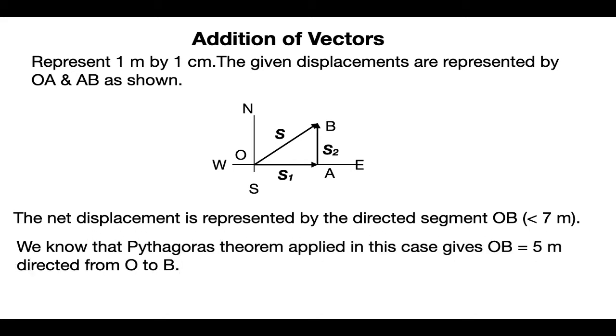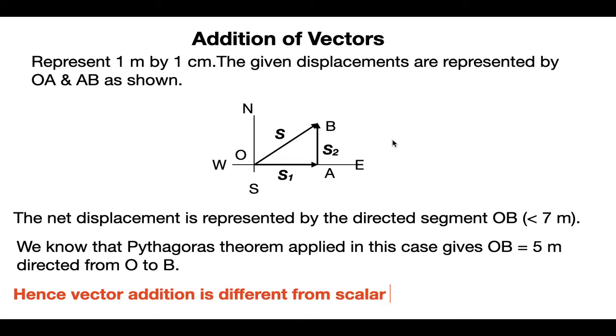We know that we can apply Pythagoras theorem to get exact value of OB. Square root of 4 square plus 3 square, OB is 5 meter. So here two displacements, 4 meter east and 3 meter north, add up to give us a net displacement of 5 meter in a certain direction. We can always find this direction. There are methods to find it. So vector addition is different from scalar addition. We have to follow different rules for adding the vectors.